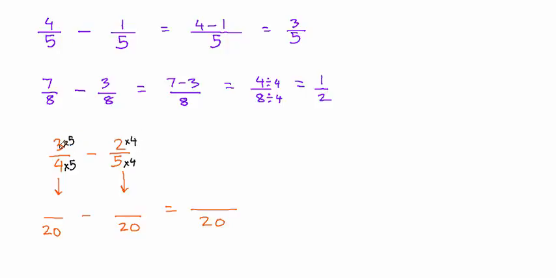So we have 3 times 5 is 15. 3/4 is equivalent to 15/20. And similarly, 2 times 4 is 8. 2/5 is equivalent to 8/20. So we could do a 15 minus 8 on the top and 20 on the bottom. That is equal to 7/20. 3/4 minus 2/5 is equal to 7/20.